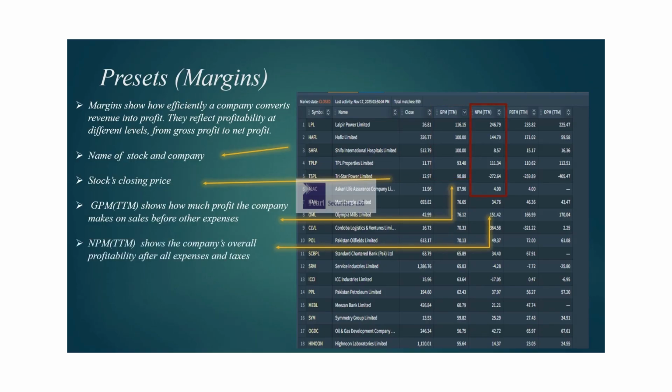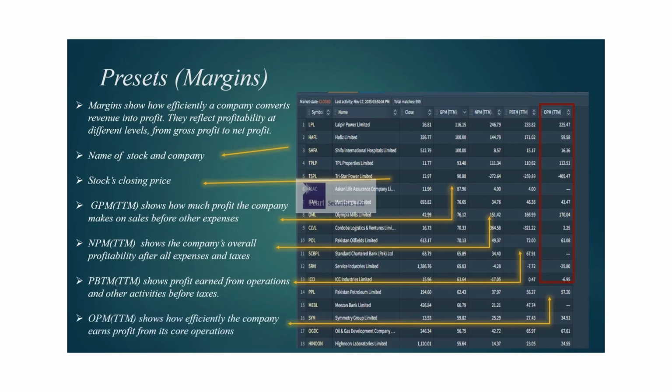NPM/TTM shows the company's overall profitability after all expenses and taxes. PBTM/TTM shows profit earned from operations and other activities before taxes. OPM/TTM shows how efficiently the company earns profit from its core operations.